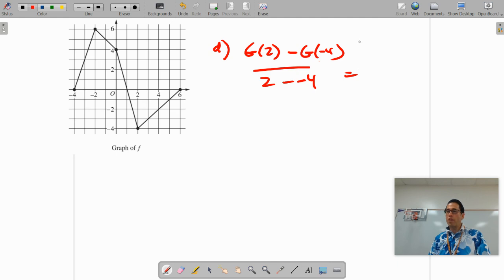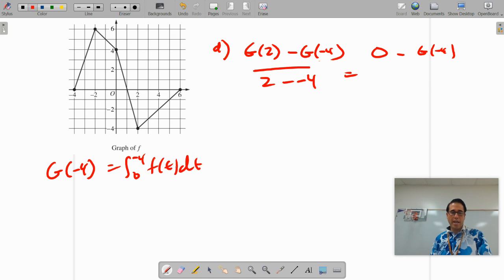So there's a lot of work. Well, we already found G of 2, right? G of 2 was 0. And then the tough part here, I think, would be G of negative 4, so I'm going to go over here to the side. G of negative 4 would be the integral from 0 to negative 4. Well, that's just backwards, right, class? So what are we going to do to that? We're going to flip it.